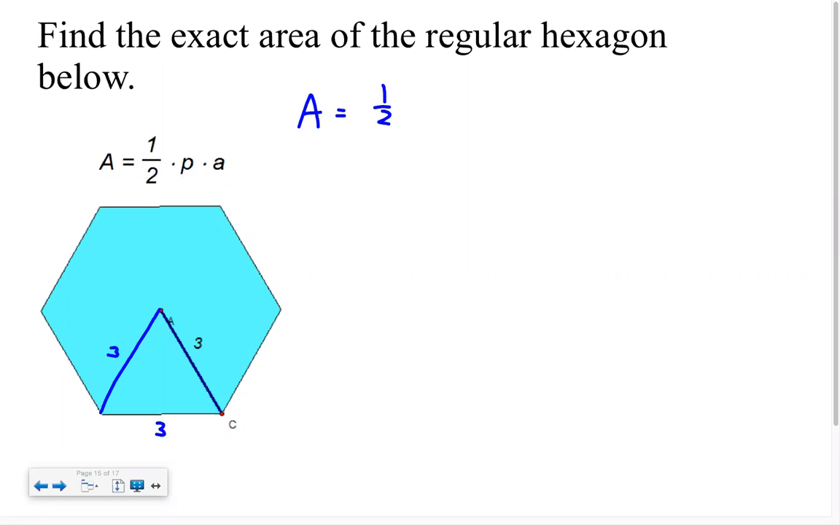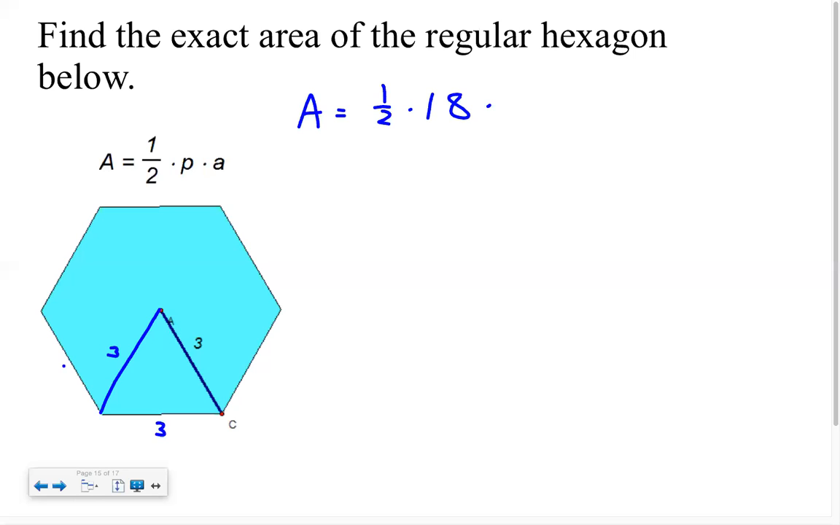All right. If I know that the radius is 3, that means the side length is also 3. My perimeter, there's 6 sides. 6 times 3 is 18. So my perimeter is 18. So I got my perimeter. The apothem is the hard one here.